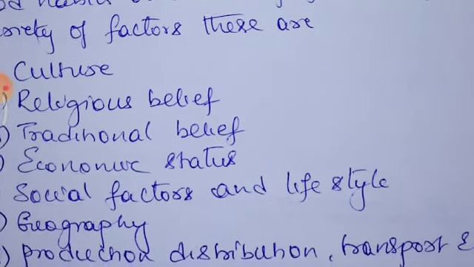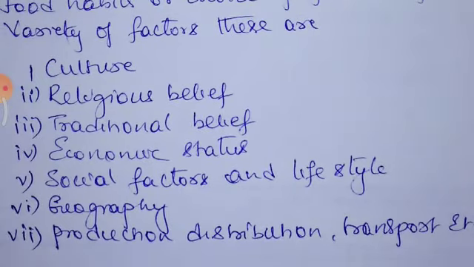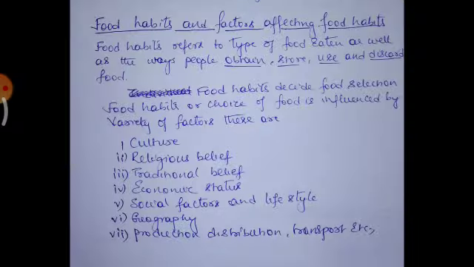Economic status: rich, poor, or middle class, their economic conditions also change their food habits. Also social factors and geography. What you are growing in your geographical area is also going to influence your food habits. Production, distribution of food, and transport of food also play a very vital role in making the food habit of a person.